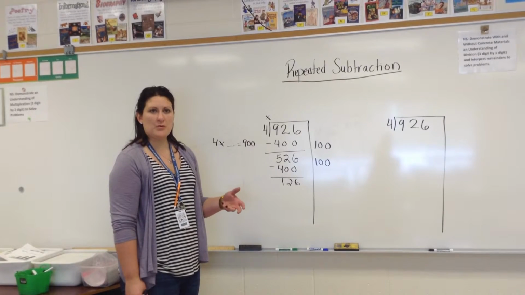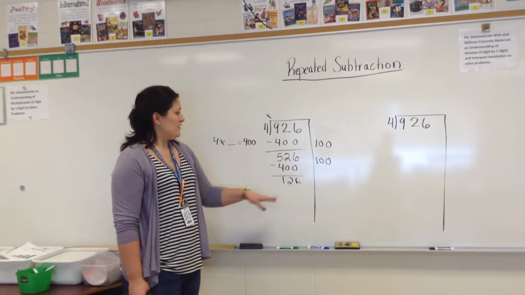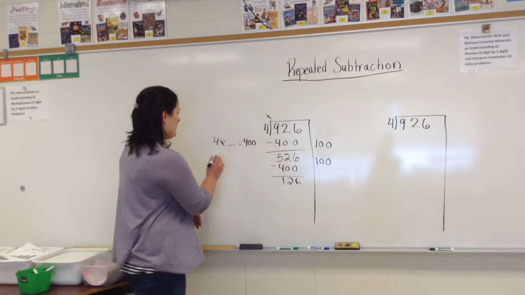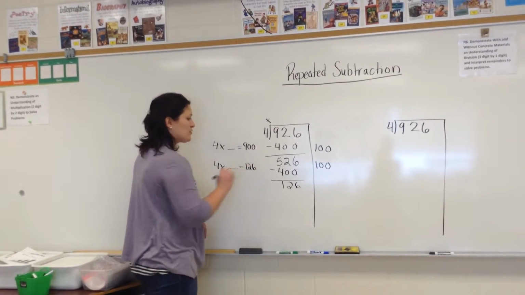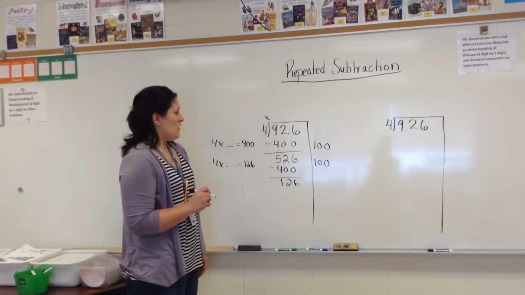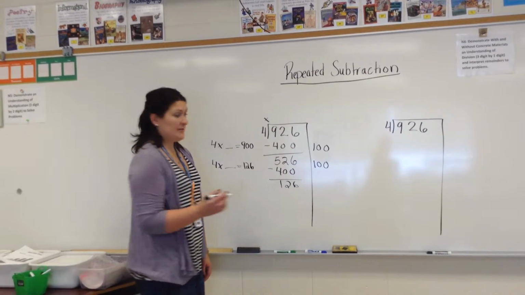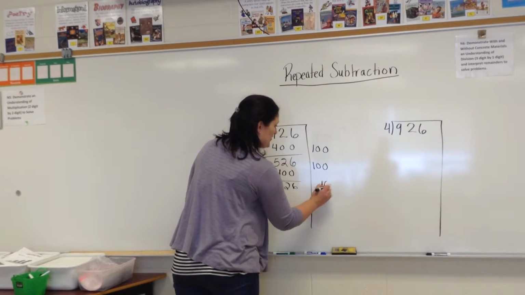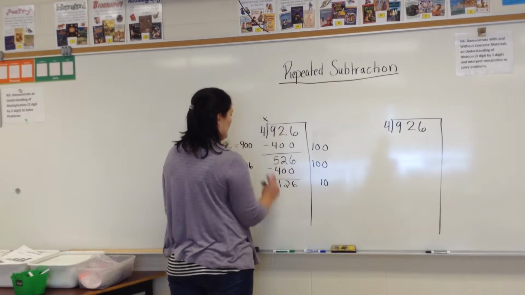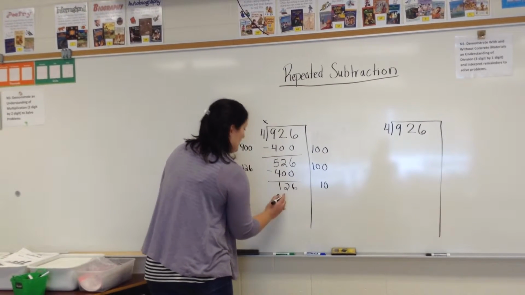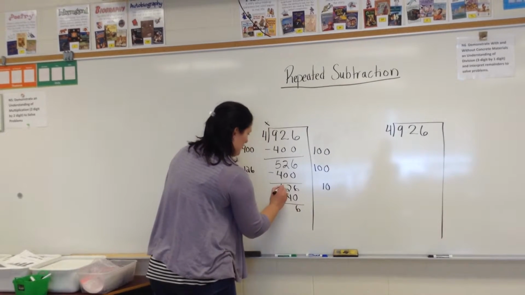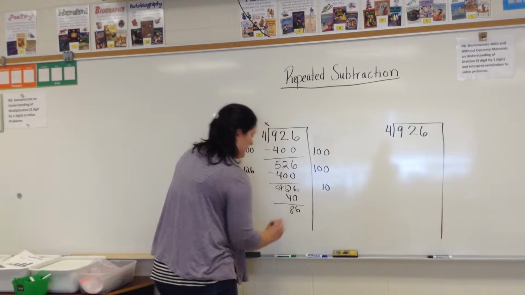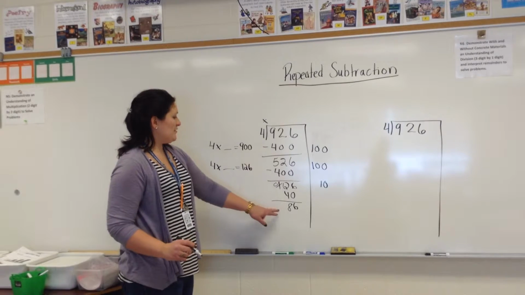So can I think of a multiple of 10 now that I can multiply by 4 to get close to 126? So I could start by using a 10 and making sure my place value over here is lined up. 10 times 4 is 40, and I'm still left with 86.